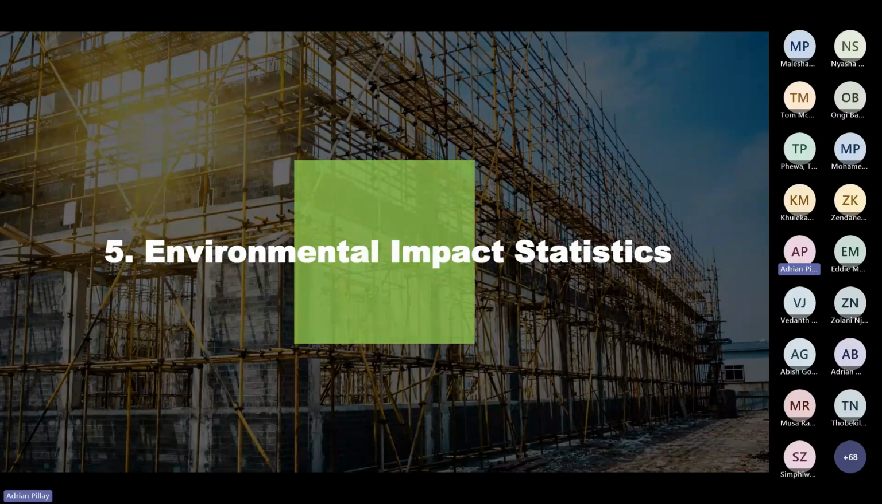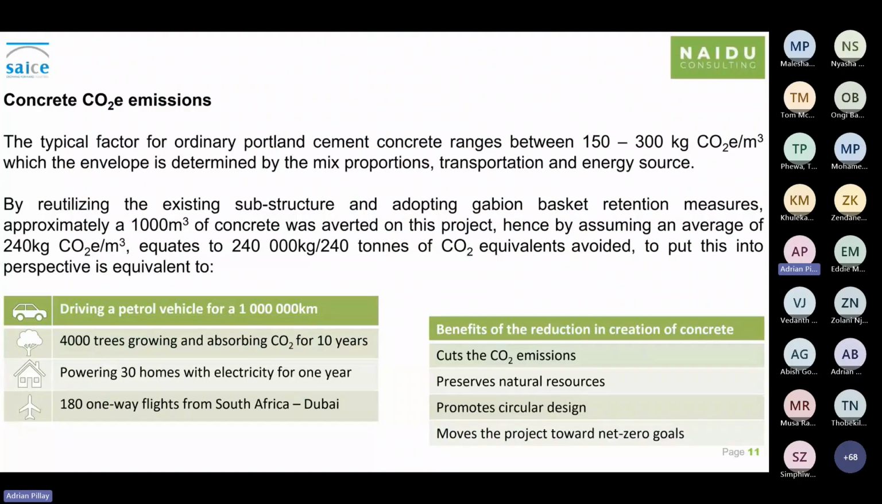Environmental impact statistics. Two notable aspects on this project, one being the concrete carbon dioxide equivalent emissions. The typical factor for ordinary Portland cement concrete ranges between 150 to 300 kgs of carbon dioxide equivalent per cubic meter. By reutilizing the existing substructure and adopting gabion basket retention measures, approximately 1,000 cubic meters of concrete was averted on this project.